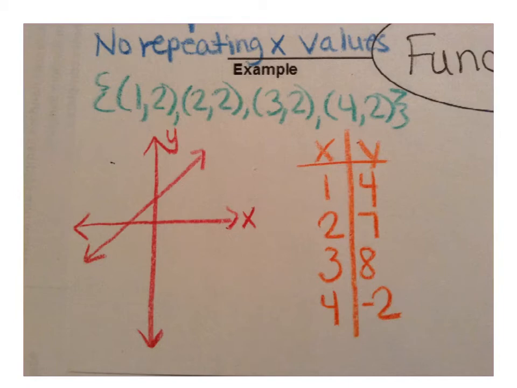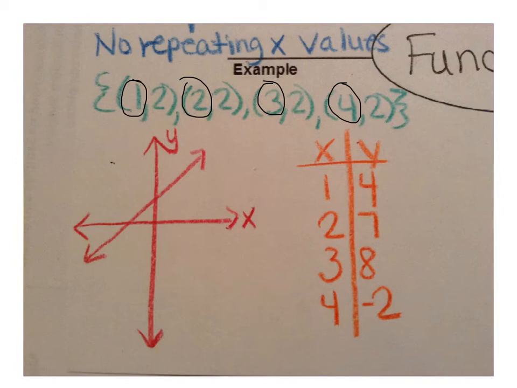So here we have 3 different representations of relations. And in order for them to be a function, there has to be no repeating x values. If we look at the set of ordered pairs, and we look at the x values in each set, okay, do we have any x value that repeats? No, we do not. Every x value is a different number. Therefore, this is a function.